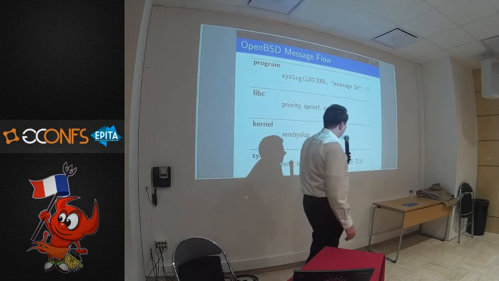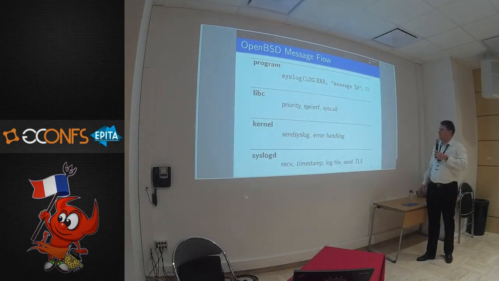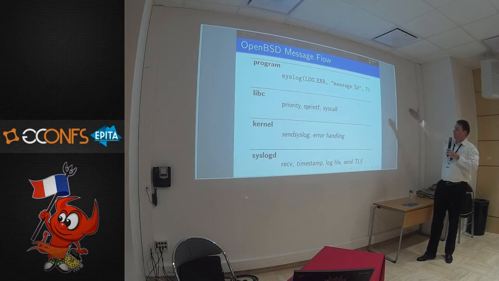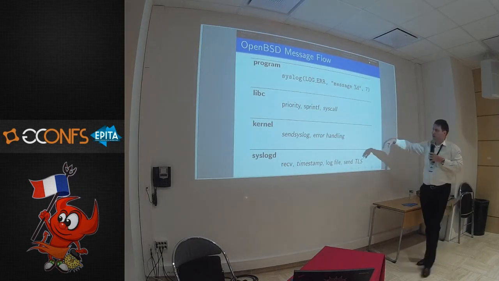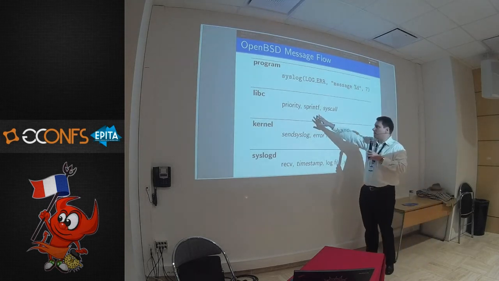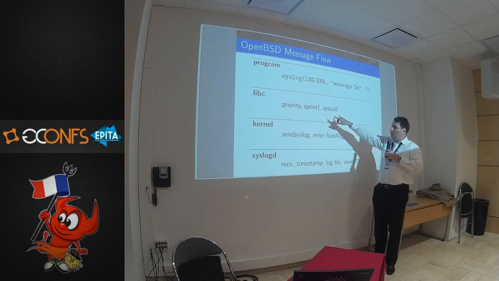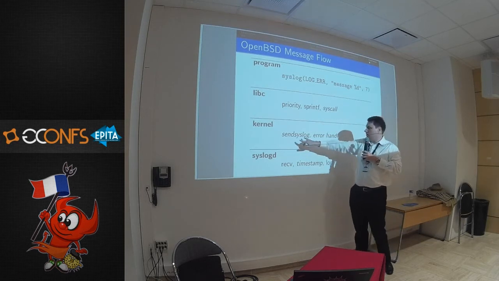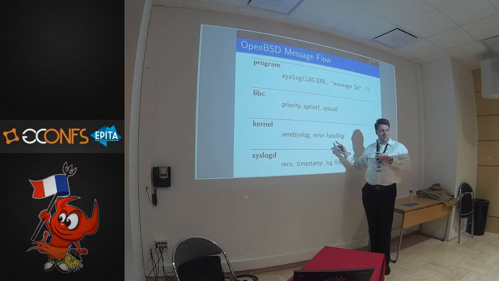So I have the new message flow here, and I've made it italic, everything that has changed. So for the program, nothing has changed. The syslog call looks the same. And here in libc, we have no timestamp anymore. And we do a syscall, the special sendsyslog syscall, and not a send. The kernel has the sendsyslog, and it knows about logging errors and counts the errors.